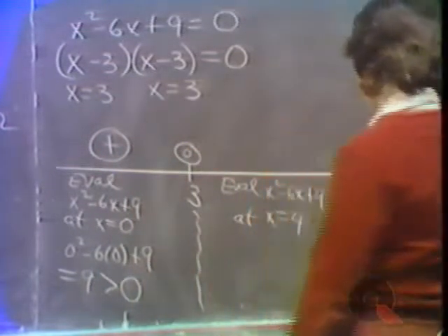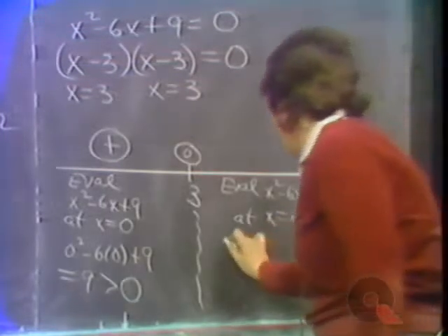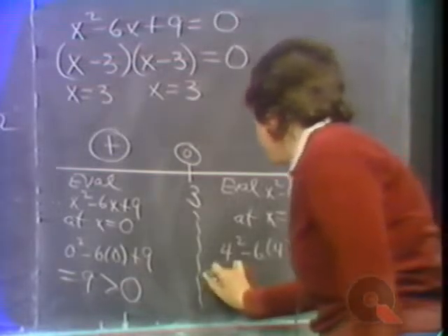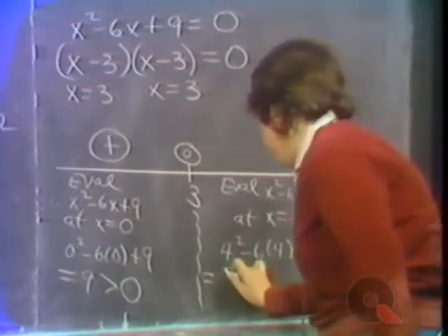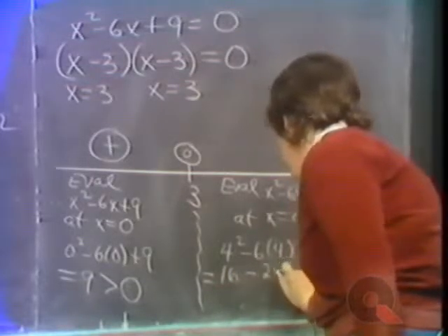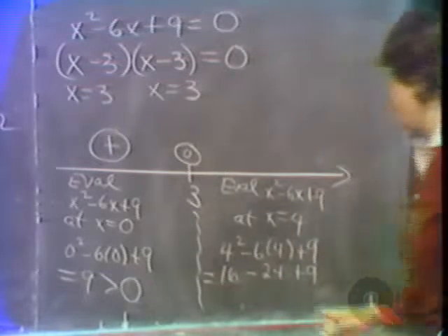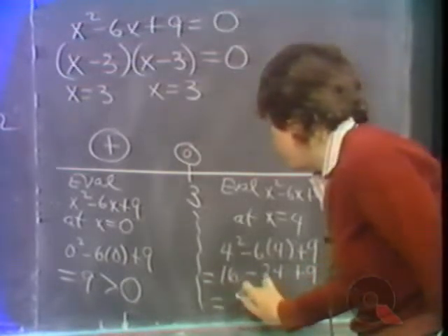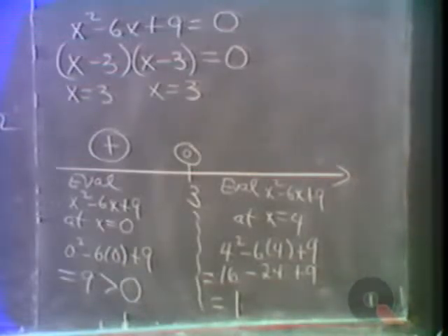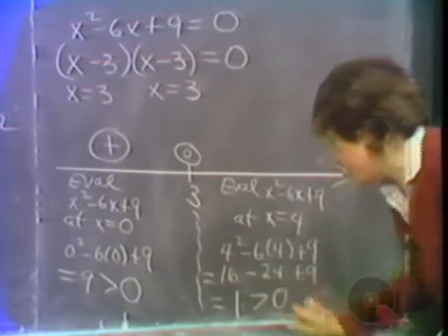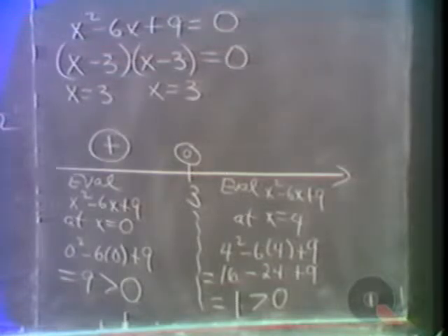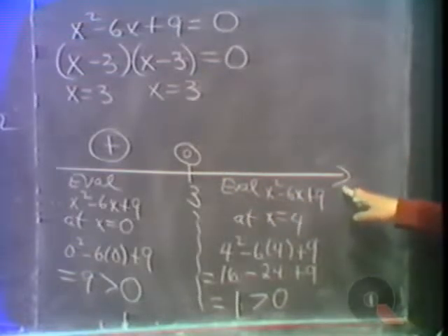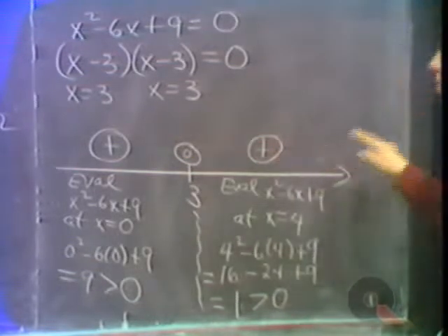Now we go over here, and we evaluate this at x equals 4, and we get 4 squared minus 6 times 4 plus 9. That's 16 minus 24 plus 9. 16 plus 9 is 25, minus 24, it's plus 1. And we have a value which is positive. So since this expression is positive at a testing value in this interval, it is positive throughout this interval.